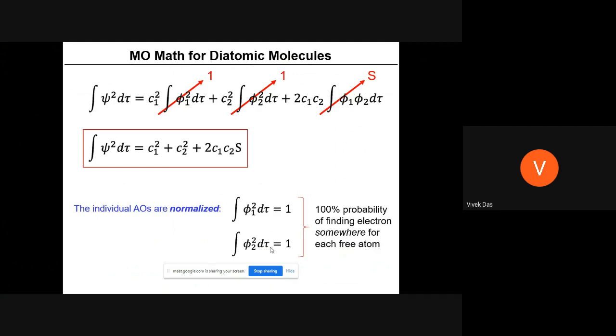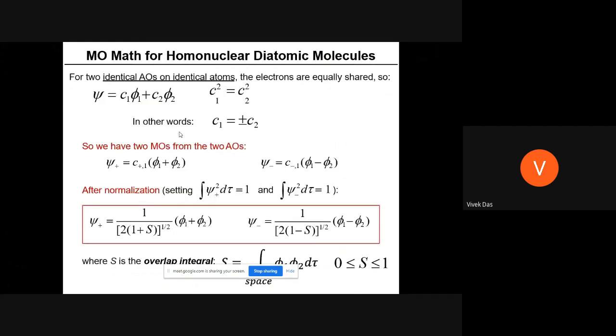As the individual atomic orbitals are normalized, this probability gives 1. So there is always a 100% probability that you can find the electron somewhere near each free atom. And this is the overlap term, which is the most important; I will show you why it is the most important.